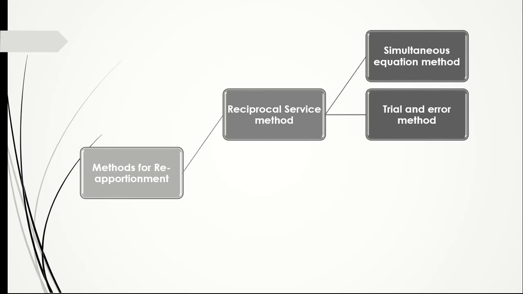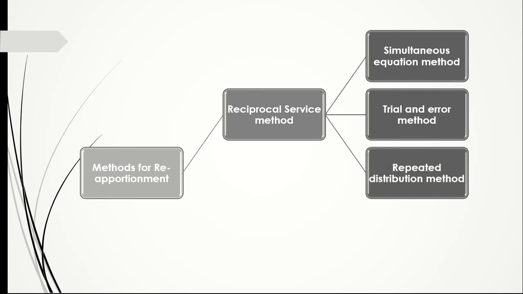B. Trial and error method. According to this method, the cost of one service cost center is apportioned to another service cost center. The cost of another service center plus the share received from the first cost center is again apportioned to the first cost center. This process is repeated till the amount to be apportioned becomes negligible.